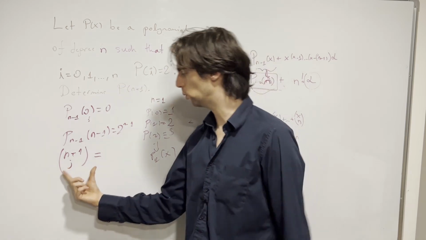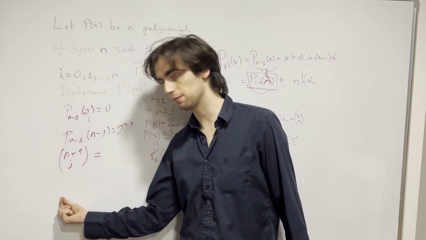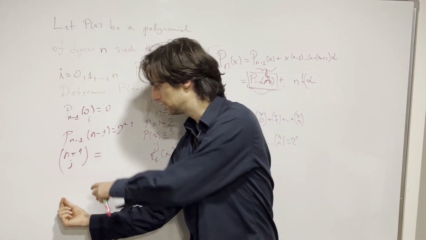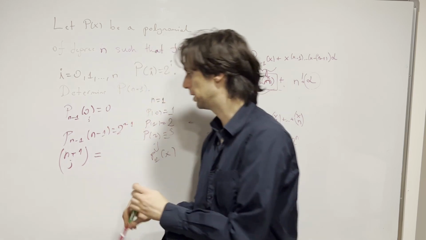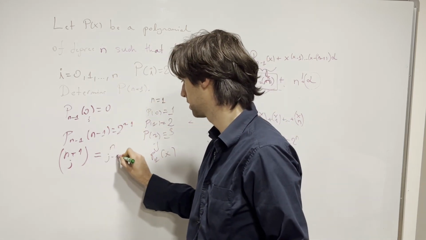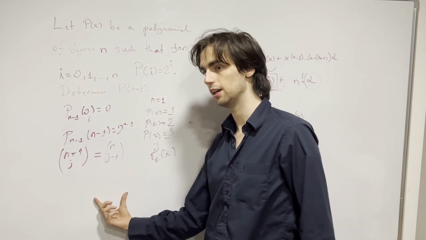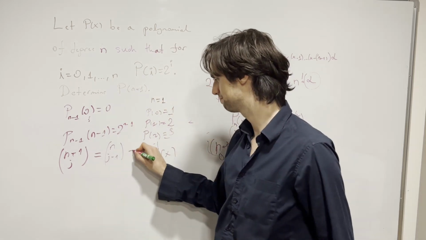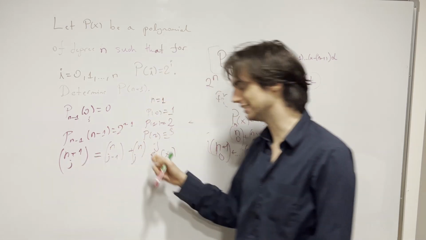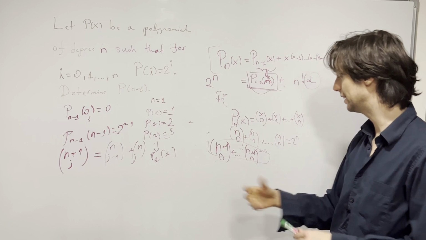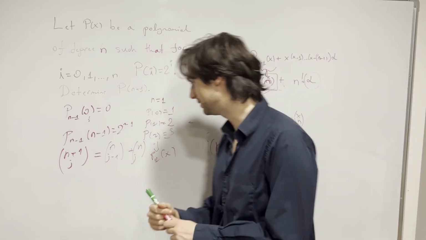So this is n plus 1 objects. How do I pick j of them? Well, if I pick the first object, then of the n remaining objects, I must pick j minus 1 of them. If I don't pick the first object, of the remaining n objects, I must pick j of them. So now we have this equation, and then we'll be able to write it as a sum of these.